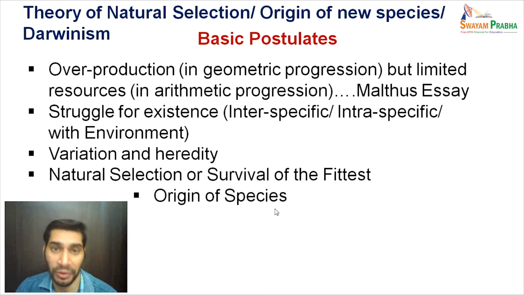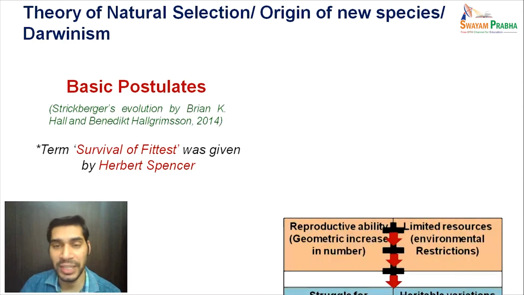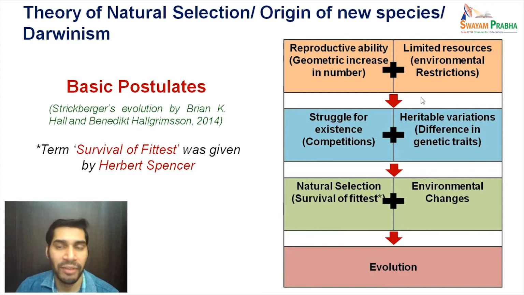Now, the same basic postulates we can put in this flowchart form. Every individual has a reproductive ability to progress in a geometric progression way. For example, if it is a paramecium or, let's say, E. coli, which divides in 20 minutes itself, you can imagine how fast it propagates its population. So there is a reproductive fecundity associated with it.